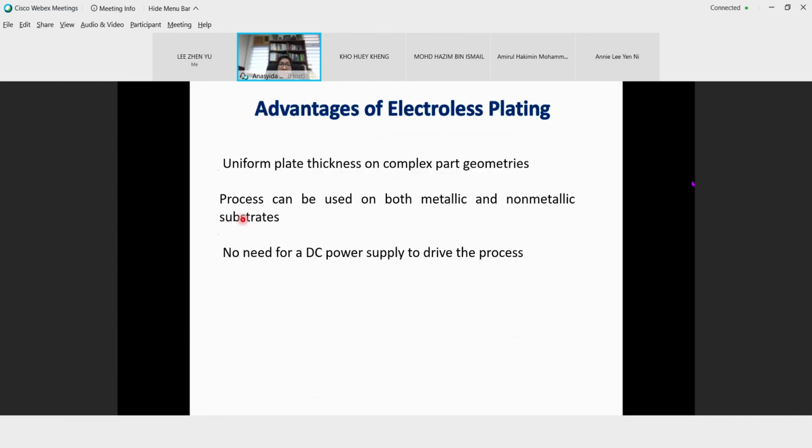The advantage is you can form a uniform coating thickness even on a complex part. We can use it for both metallic and non-metallic. Definitely for non-metallic, you have to spray with a conductive layer. If not, you cannot plate the coating on the part. It doesn't use any power to drive the process. It's just a chemical reaction.